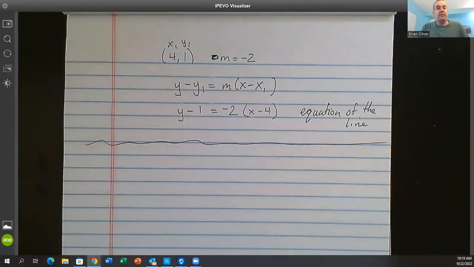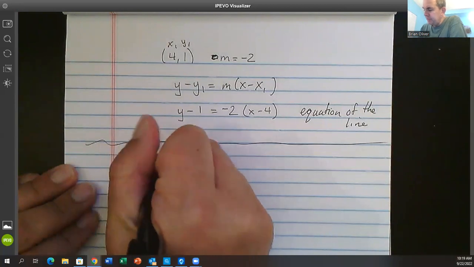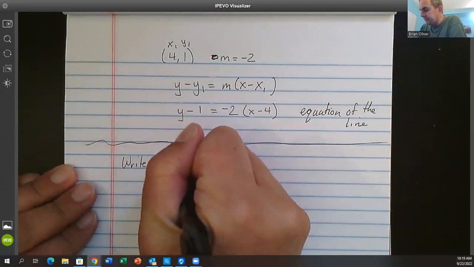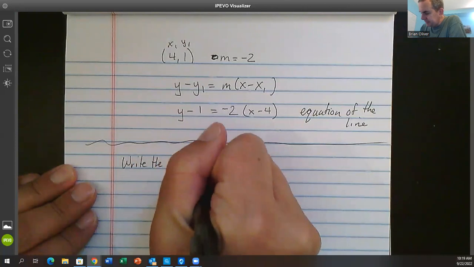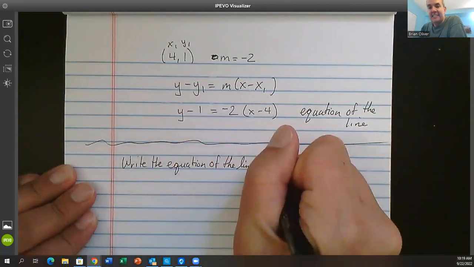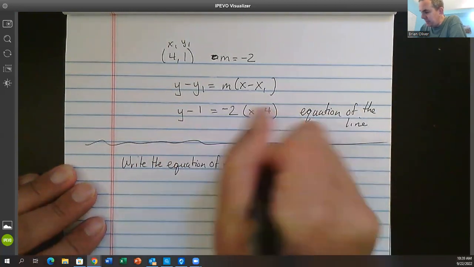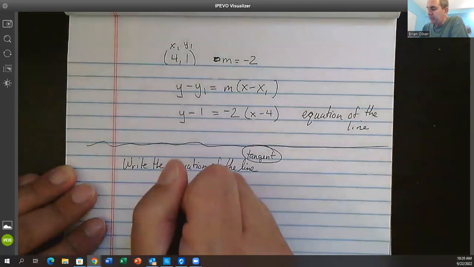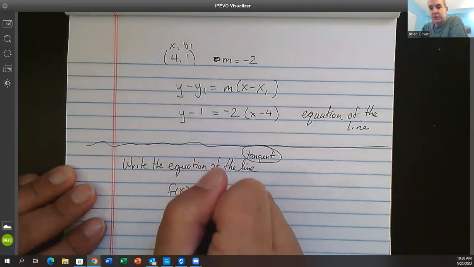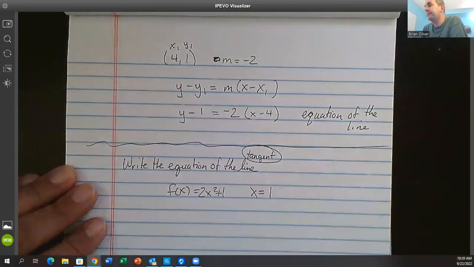Now I'm just going to build off of that. I want you to write the equation of the line that is the tangent. So the tangent line, that's the new piece. My equation is f of x equals 2x squared plus 1, and I want you to do it at x equals 1.